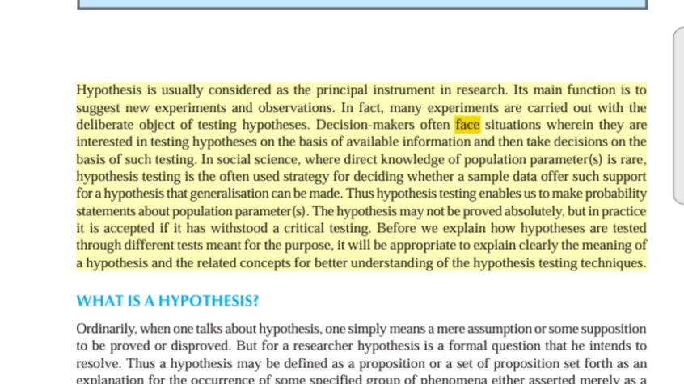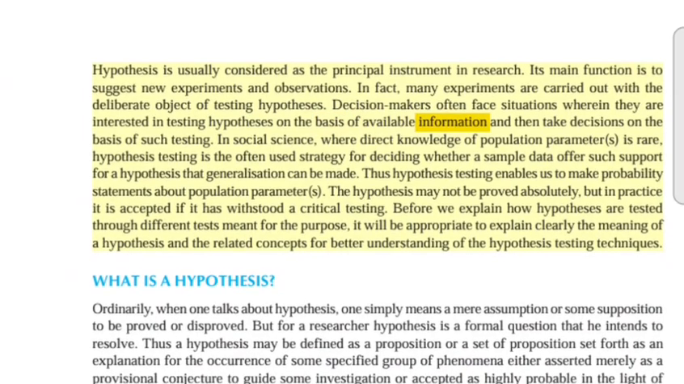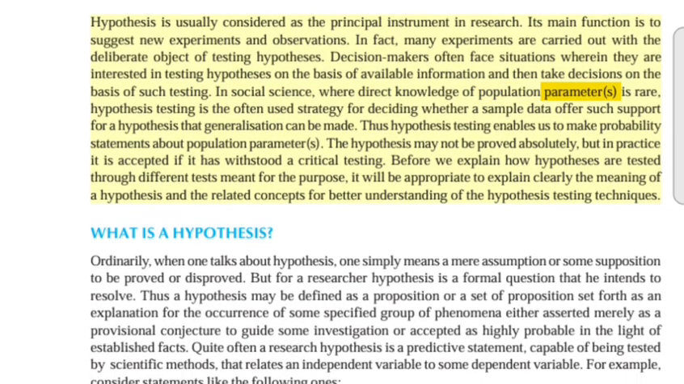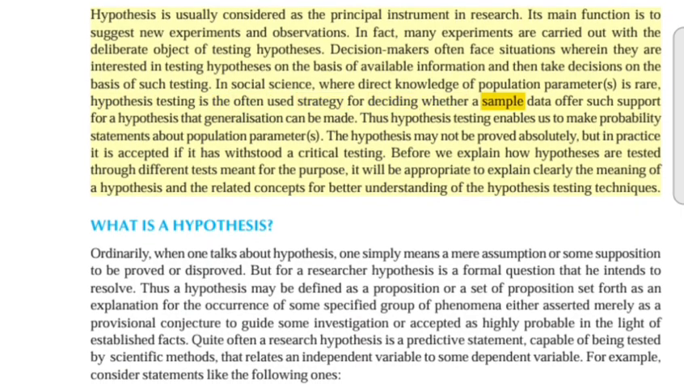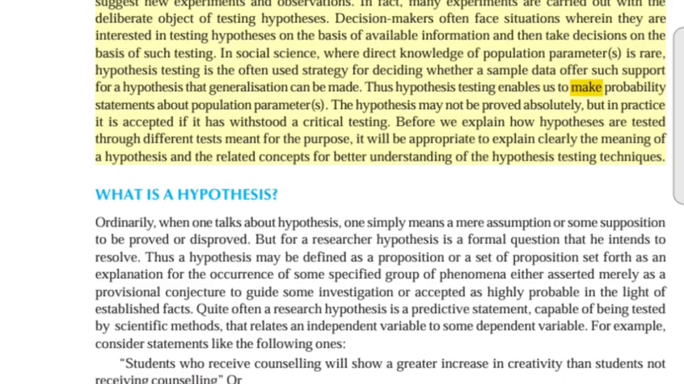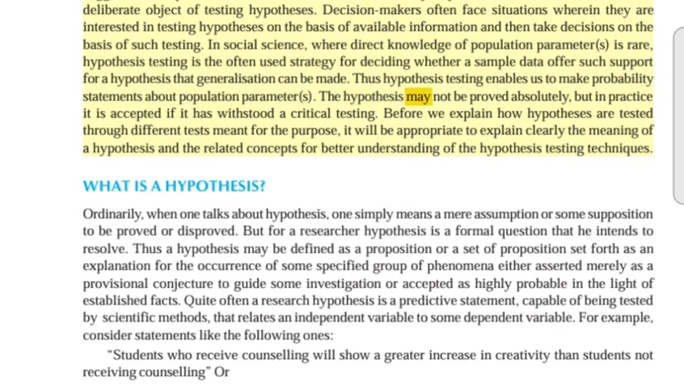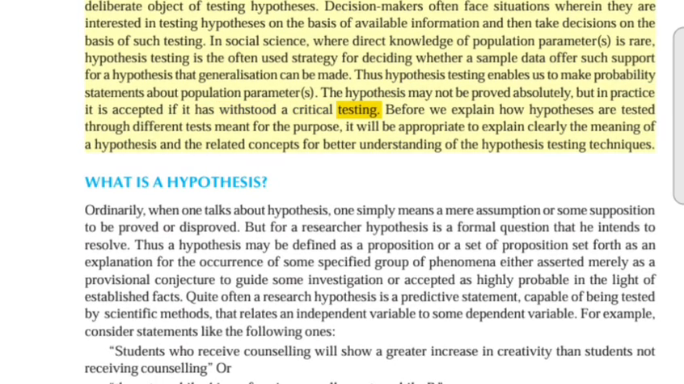Decision makers often face situations wherein they are interested in testing hypotheses on the basis of available information and then take decisions on the basis of such testing. In social science, where direct knowledge of population parameters is rare, hypothesis testing is the often used strategy for deciding whether a sample data offers such support for a hypothesis that generalization can be made. Thus, hypothesis testing enables us to make probability statements about population parameters. The hypothesis may not be proved absolutely, but in practice it is accepted if it has withstood a critical testing.